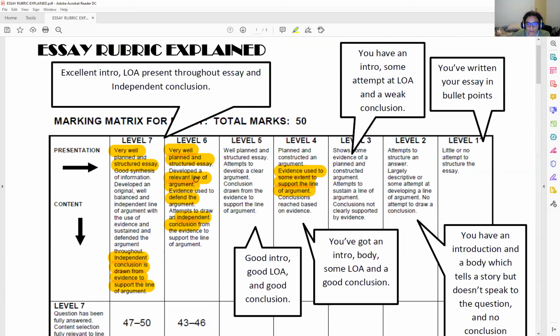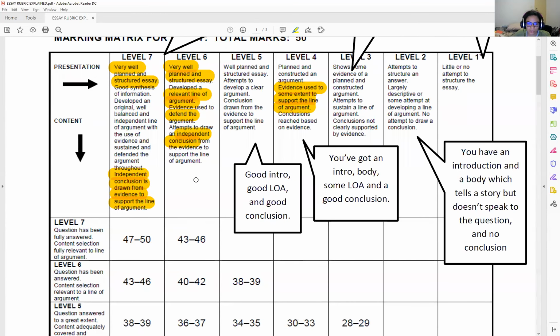And now we can look at how I mark essays in terms of content. So I'm going to do the 7-7, and then you can see what we do is we see where these things intersect. So first we look at content, then we look at presentation, and then we see where it intersects. So if you see here by level 7, you'll see question has been fully answered. You have not left a single thing out. If you've forgotten one or two things, it has not been fully answered, and therefore you would go down to a level 6, which means question has been answered.